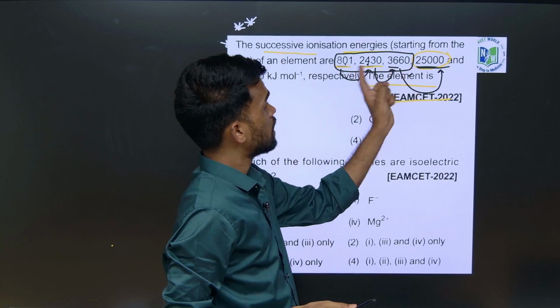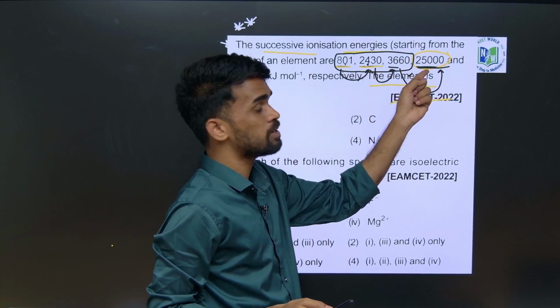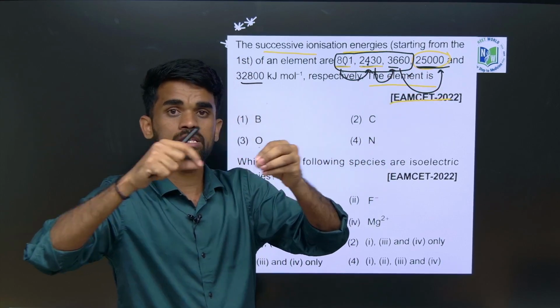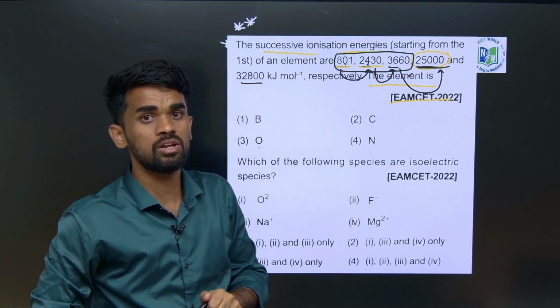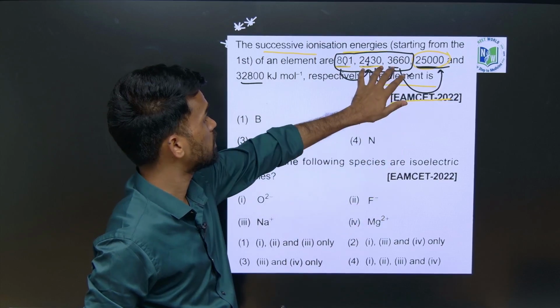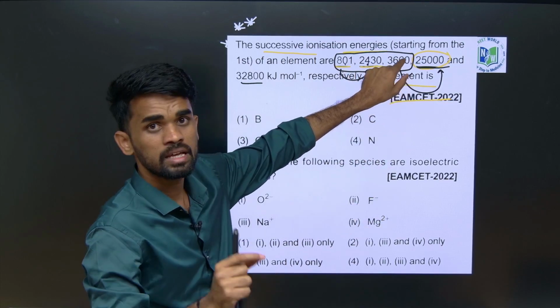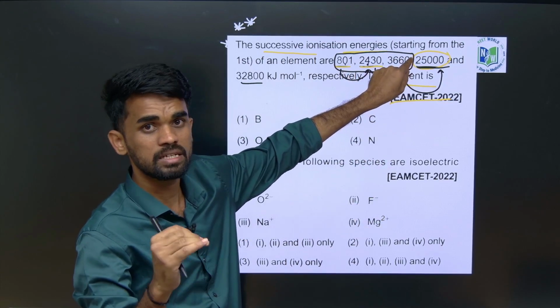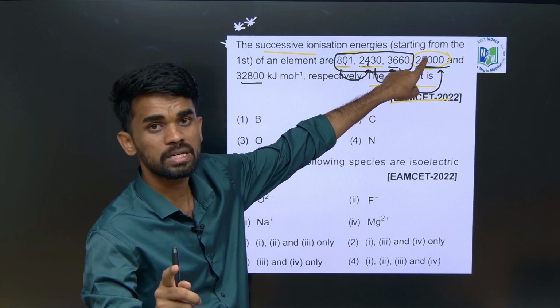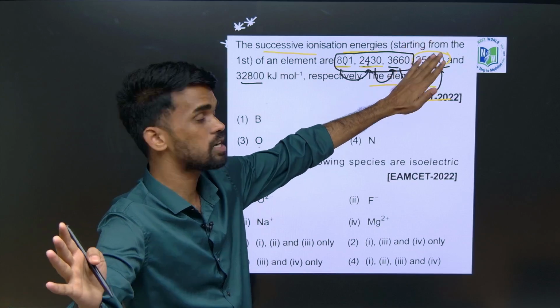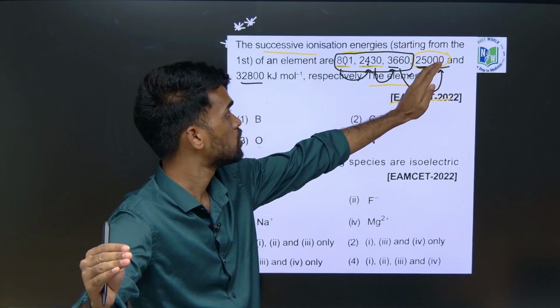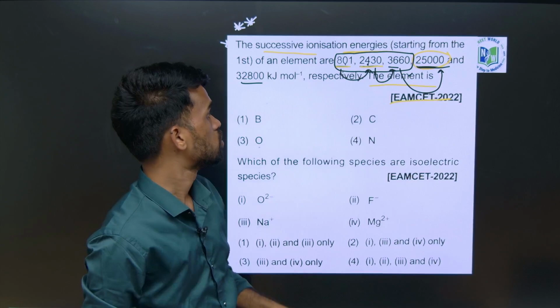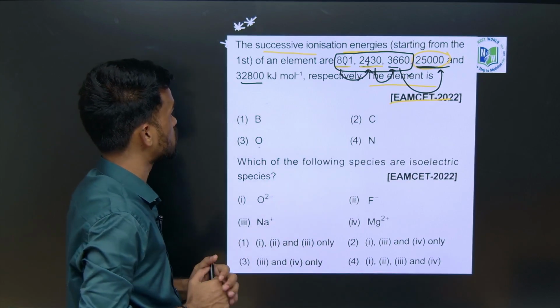So when values are given like this, just compare them. When there is a large or sudden jump in ionization energy value, you consider that however many lower or comparable energies there are, that many electrons are present in the valence shell, and the sudden jump indicates a stable electronic or noble gas configuration. So we can remove only 3 electrons. So 3 valence electrons are present in which one?